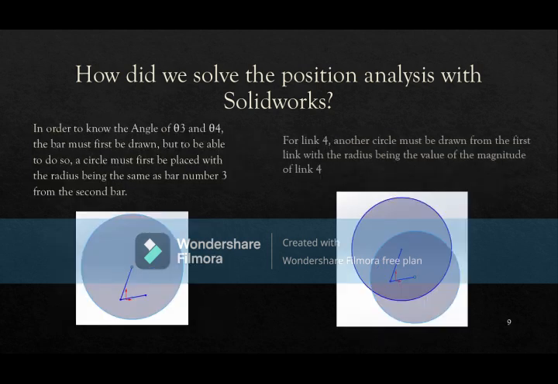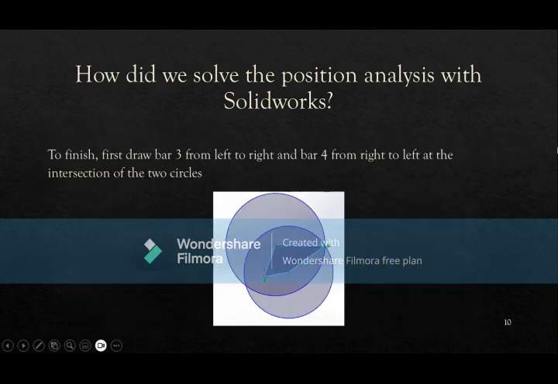How did I solve it? The position analysis with SolidWorks. In order to know angles 3 and 4, the bars must first be drawn, but to be able to do so, a circle must first be placed with the radius being the same as bar number 3 for the second bar. For link 4, another circle must be drawn for the first link with the radius being the value of the magnitude of link 4. To finish, first draw link 3 from left to right and link 4 from right to left, and the intersection of the two circles.